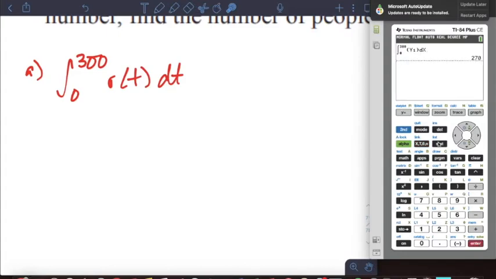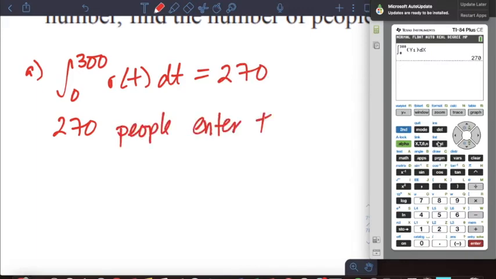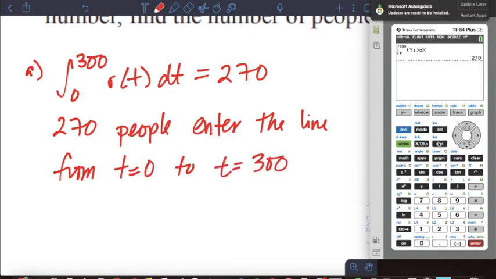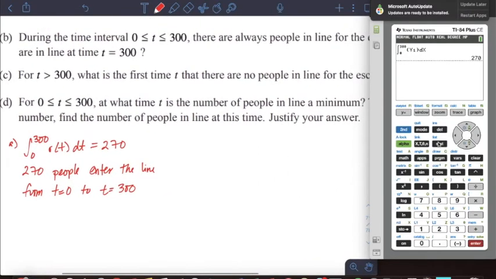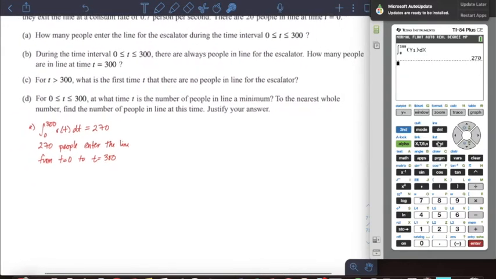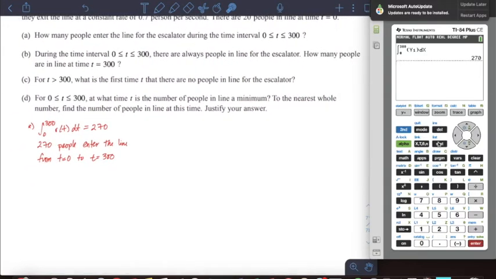270. So according to this equation, there are 270 people. So 270 people enter the line from t equals 0 to t equals 300. Okay? 2 points for that one, 1 point for the integral, 1 point for your answer. Okay, so let's take a look at part B. During the time interval from 0 to 300, there are always people in line for the escalator. How many people are in line at time t equals 300?